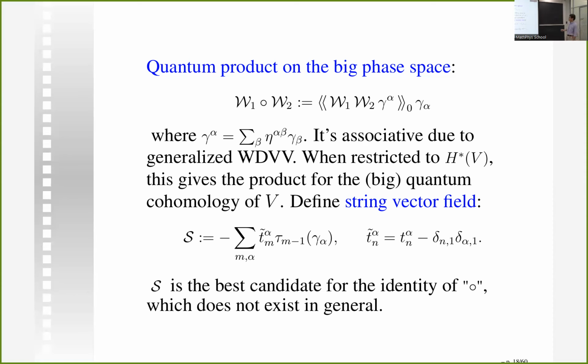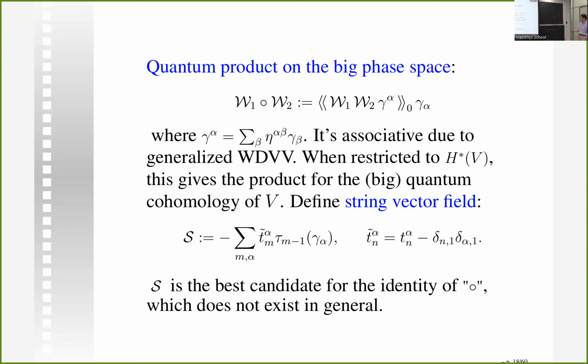However, we know that for the quantum cohomology, there's an identity. That's the identity for the classical cohomology. But for this quantum product on the big phase space, it does not have an identity. Just look at this definition. There's no descendant there, so there is no way any identity exists. The best possible choice for the identity is given by these string vector fields.